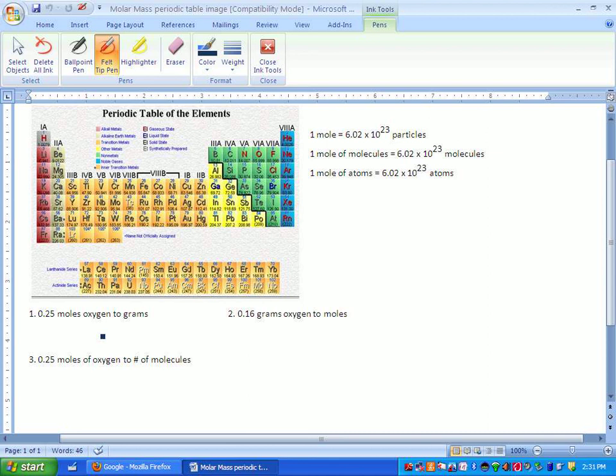This video is about mole calculation. The first problem asks you to go from moles of oxygen to grams of oxygen. So we need something that links the moles to gram. That relationship you can use the periodic table to find.